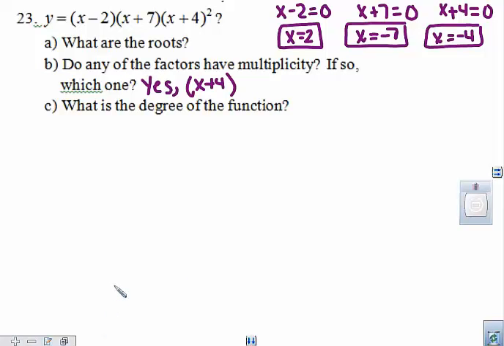Okay, asking the degree of the function, what's your highest exponent? Well, right now it's factored out, but I have 4 factors because this one's repeated. I would have x plus 4 again because I have a squared, 1, and 1. So if you add all of those together, you get 4. So that is the 4th degree.